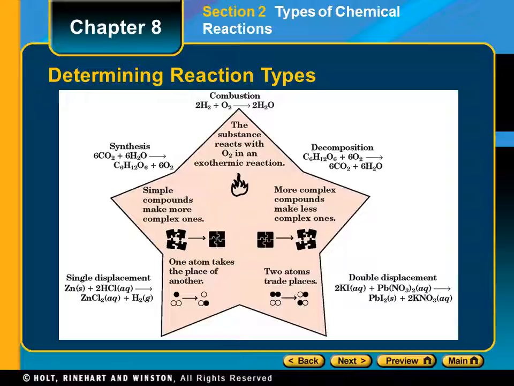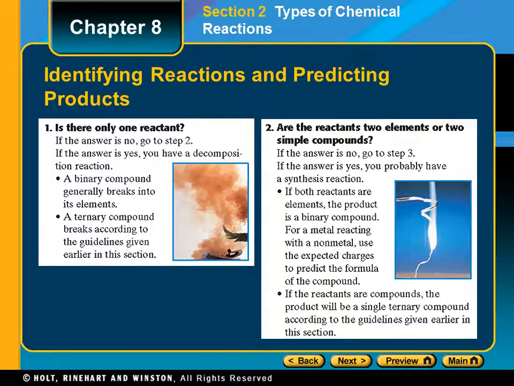You can use this key here to help you determine the reaction type, if this is helpful to you. How do we identify reactions and predict products? Well, go through these questions. Number 1, is there only one reactant? If the answer is no, go to step 2. If the answer is yes, you have a decomposition reaction. Then you move on to 2.